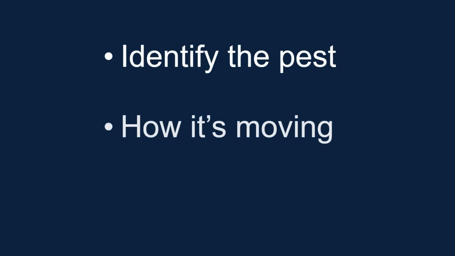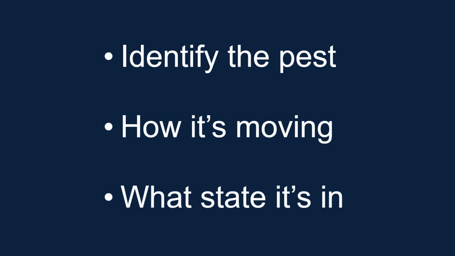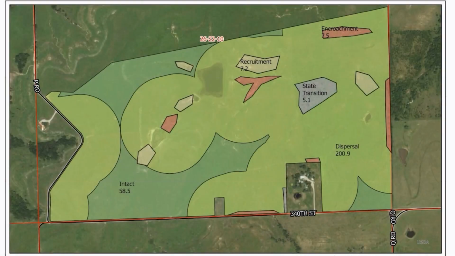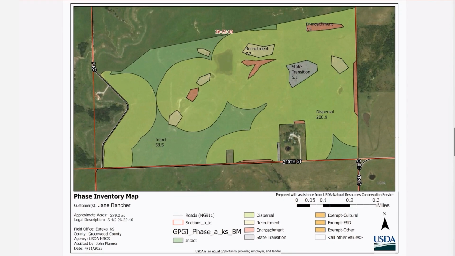Remember, identify the pest, how it's moving, and what state it's in. Next, determine the Pest Management Conservation System, Code 595. Then, plan out the right tactics and strategies to implement. In this way, the client can get ahead of and address the plant pest resource concern.